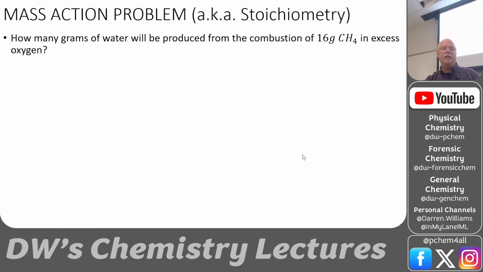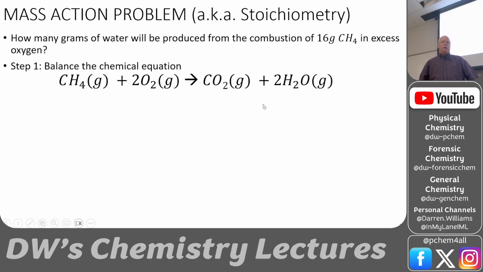Okay, so let's look at this and how it plays into this max action problem. So we're going to do stoichiometry, but with gas values and lab units. The question is, how many grams of water will be produced from the combustion of 16 grams of methane and excess oxygen? So it's already telling us that it's not any kind of tricky problem.